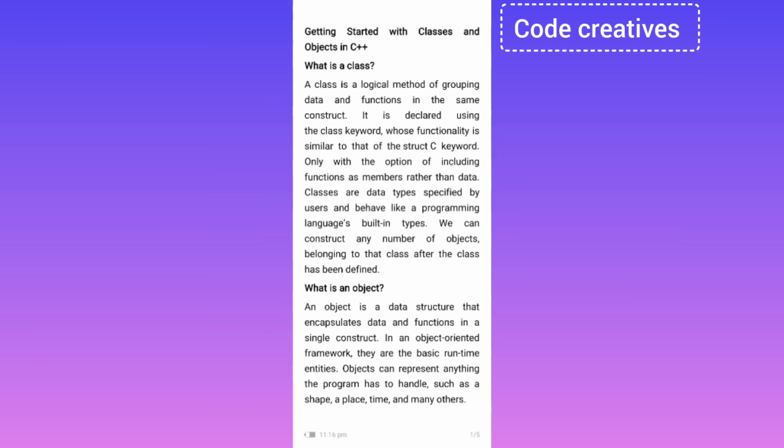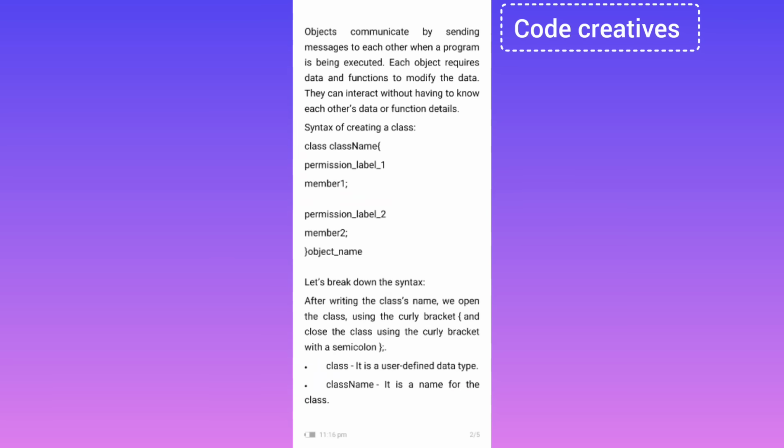So what is an object? An object is a data structure that encapsulates data and functions in a single construct. In the object-oriented programming framework, these are the basic runtime entities. An object can represent anything the program has to handle, such as a shape, a place, a time, or many others. Objects communicate by sending messages to each other when the program is executed. Each object requires data and functions to modify the data. They can interact without having to know each other's data or functional details.